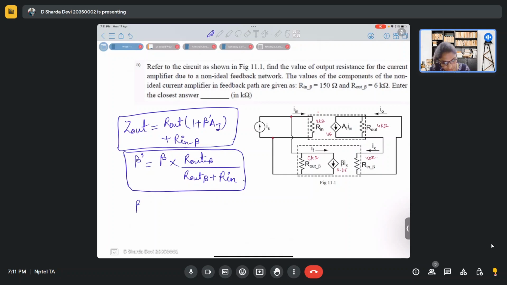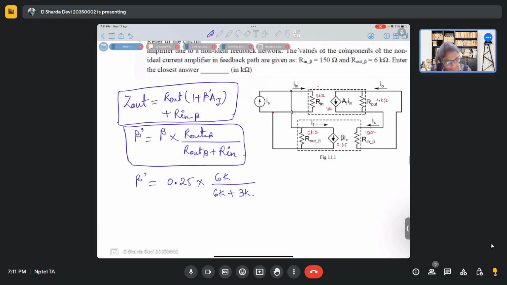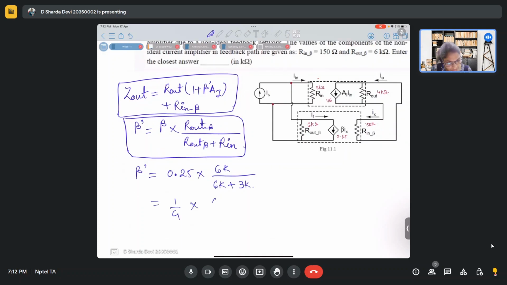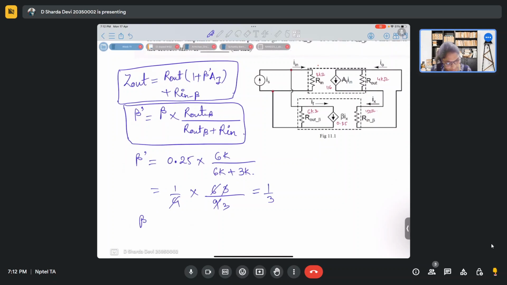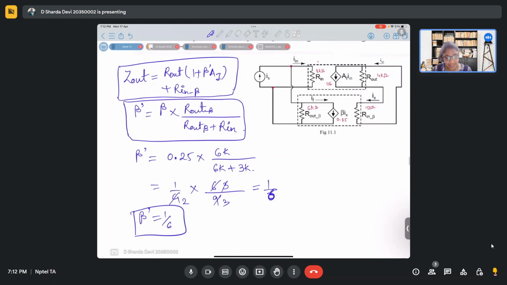So with this formula, what is the beta dash that we are getting? It is 0.25 into R out dash is 6k by 6k plus R in is 3k. So it is 1 by 4 into 6 by 9. This is 1 by 3. Oh, wait. It is 1 by 6, right? 1 by 6. So beta dash is 1 by 6.